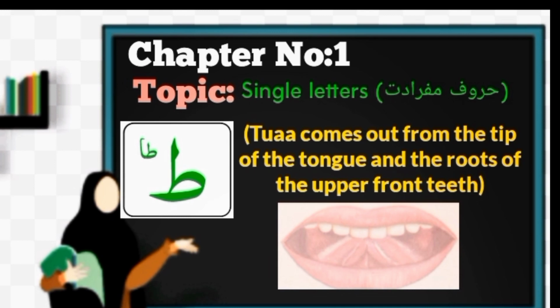Let's see the makhraj of Ta. My dear students, remember, Ta comes out from the tip of the tongue and the roots of the upper front teeth. You can see from here. Like Ta, like T sound. Some people pronounce it toy and ta, so both are incorrect. The correct pronunciation is ta, ta, like T sound. Okay?